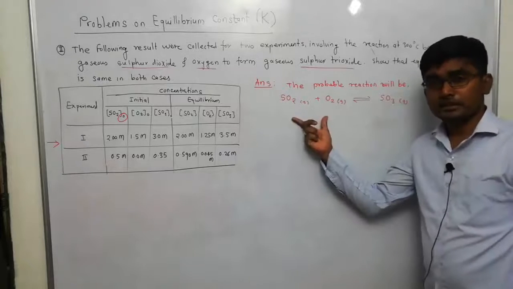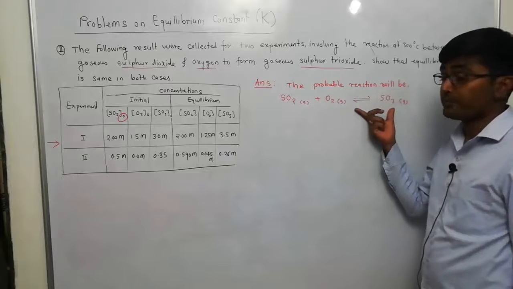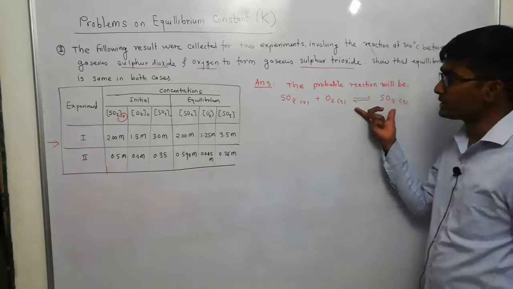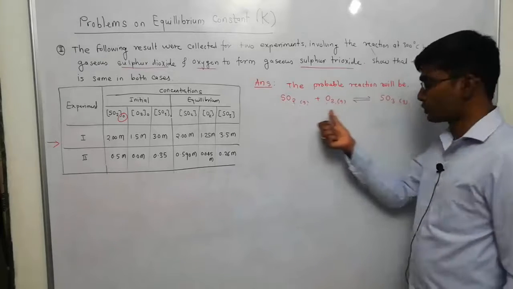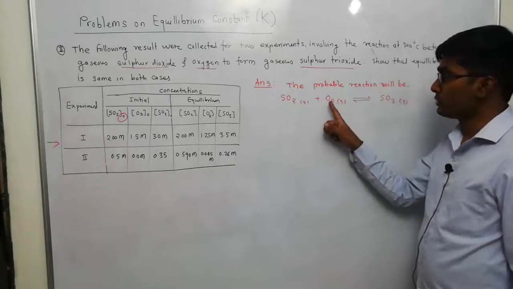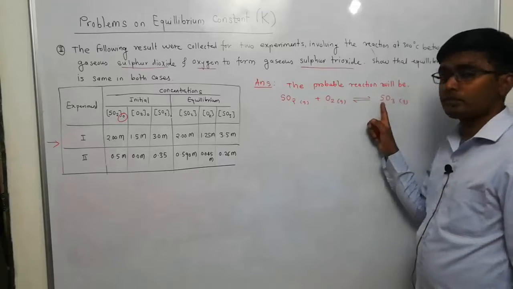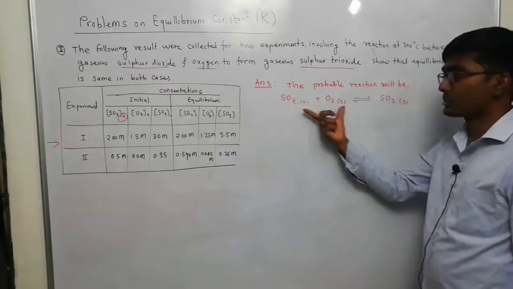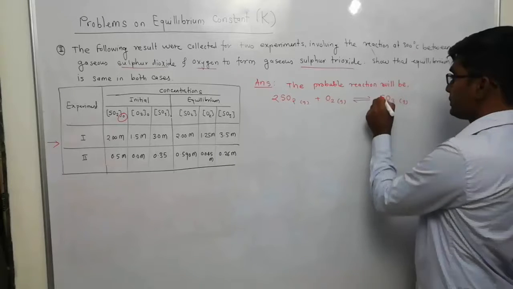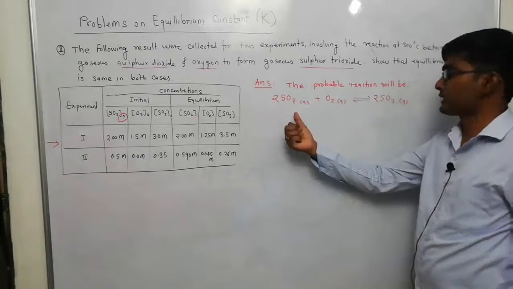Now let us balance this reaction. Just check whether it is stoichiometric or non-stoichiometric. Stoichiometric means a balanced reaction, non-stoichiometric means an unbalanced reaction. Balanced means the number of atoms on the left hand side should equal the number of atoms on the right hand side. Here oxygen is 2 plus 2, 4, and here oxygen is 3. Sulfur is balanced but oxygen is not balanced. Then what to do? If I multiply by a factor of 2 here and a factor of 2 here, the reaction will become balanced. Let us check.